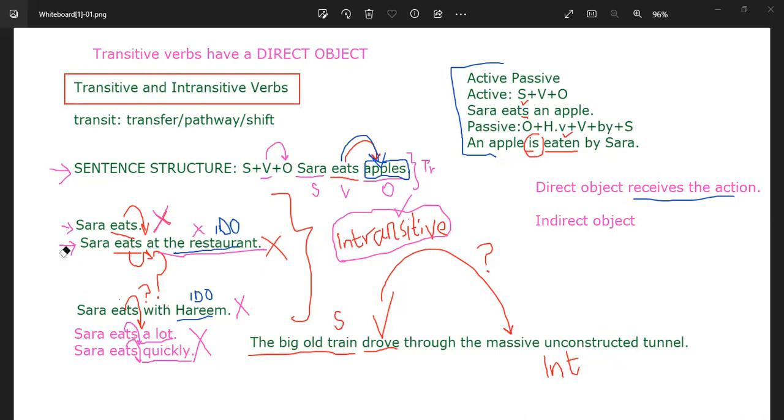Okay, so again, the same thing. Let us look at it in the same way. Subject, verb, and object. That is your formation when you're doing the active voice. And this is the example: Sarah eats an apple. Sarah is the subject, eats is the verb, and an apple is the object, right?